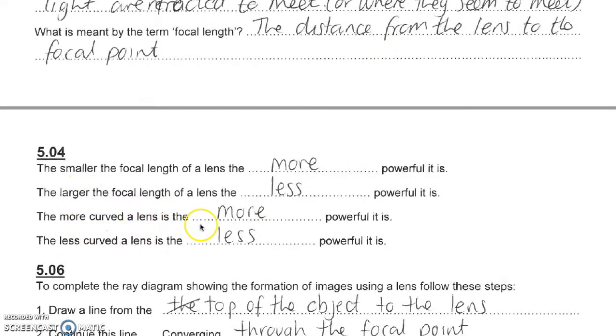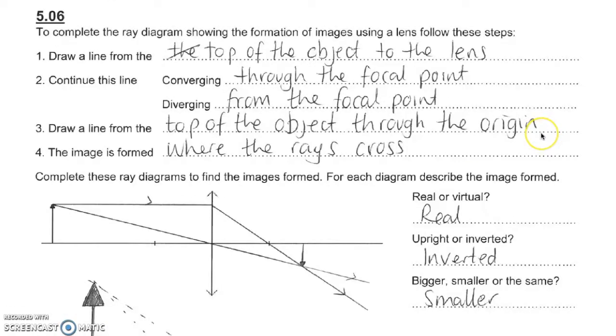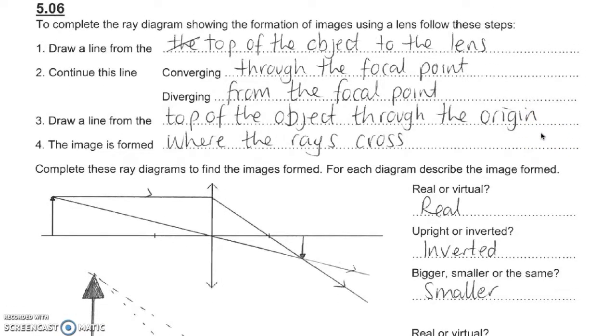The more curved the lens is, the more powerful it is. The less curved the lens is, the less powerful it is. So just make sure you've got these points memorized as well. We're now going to be looking at how to draw these ray diagrams.